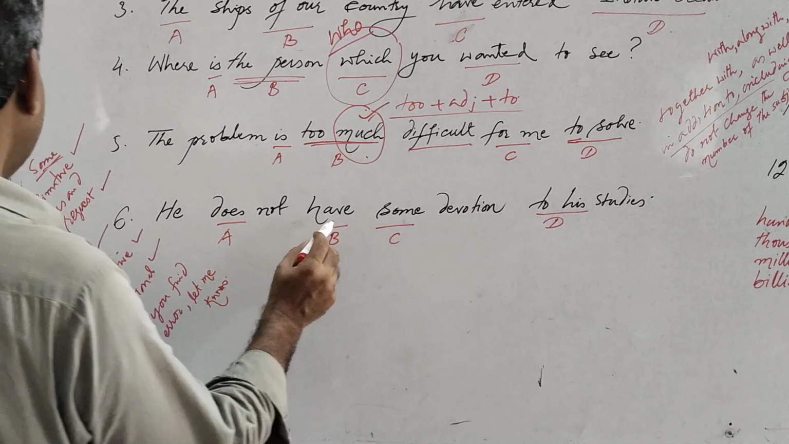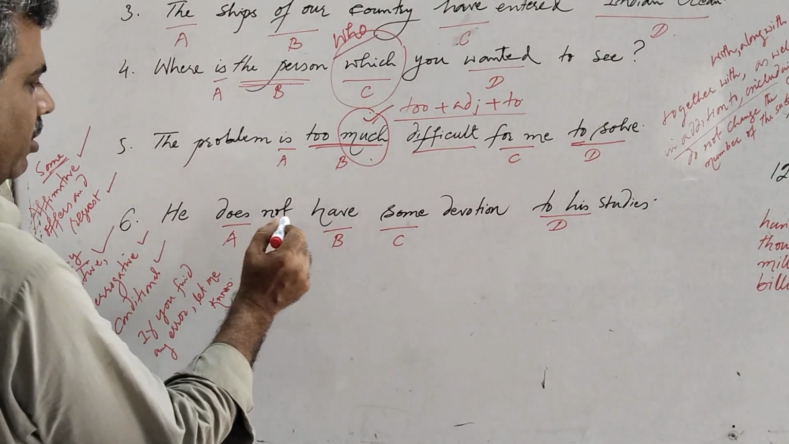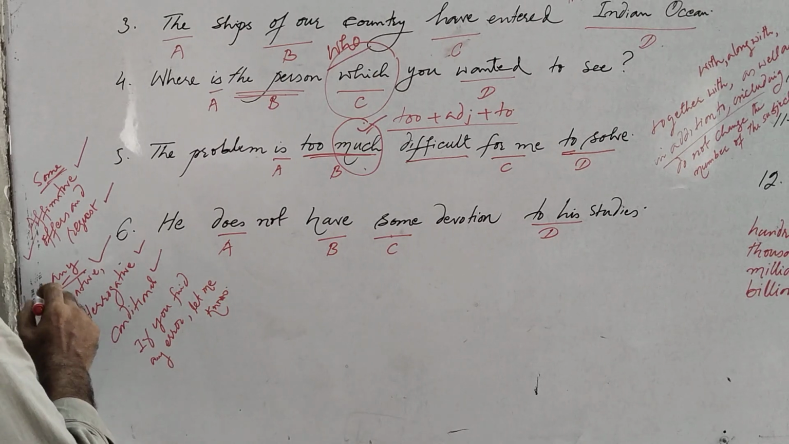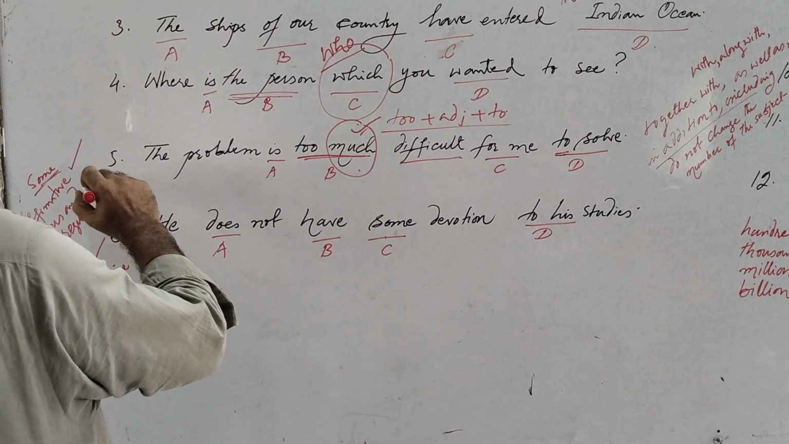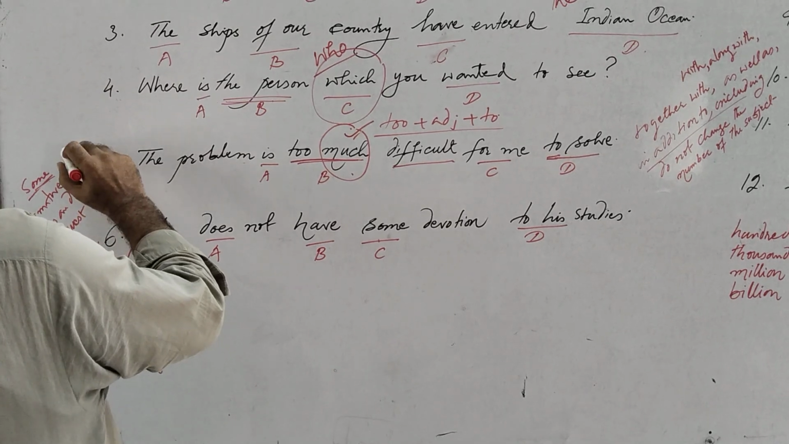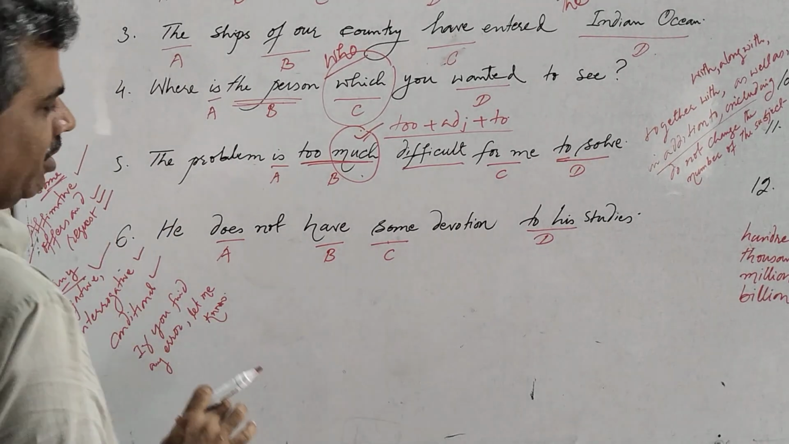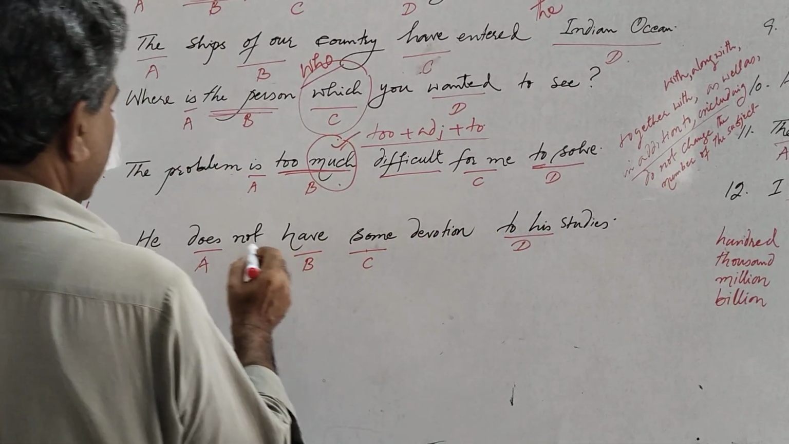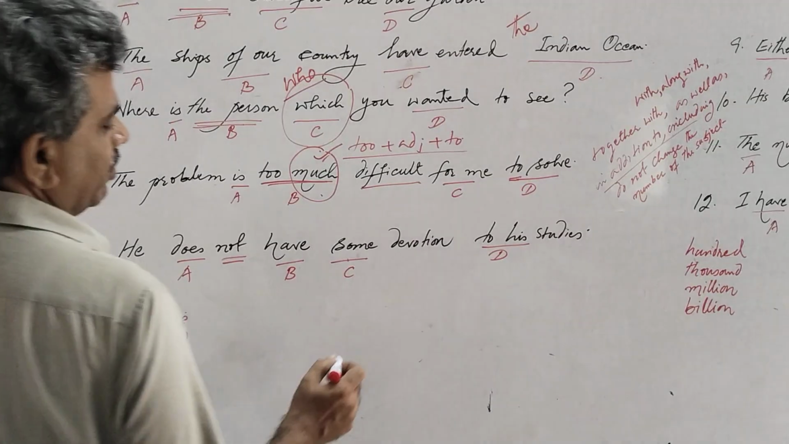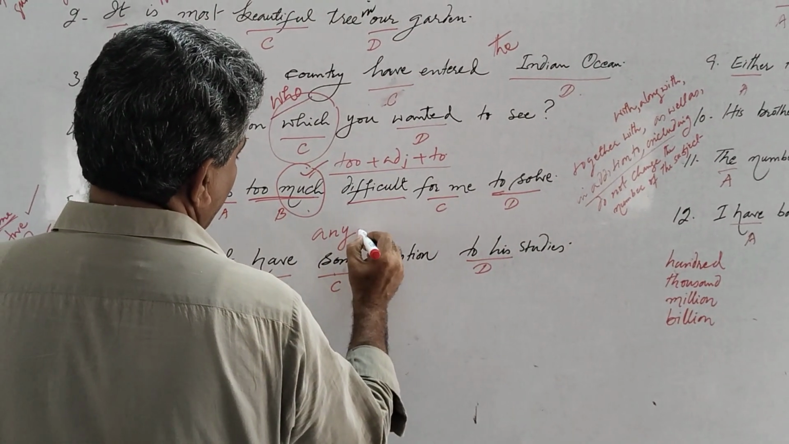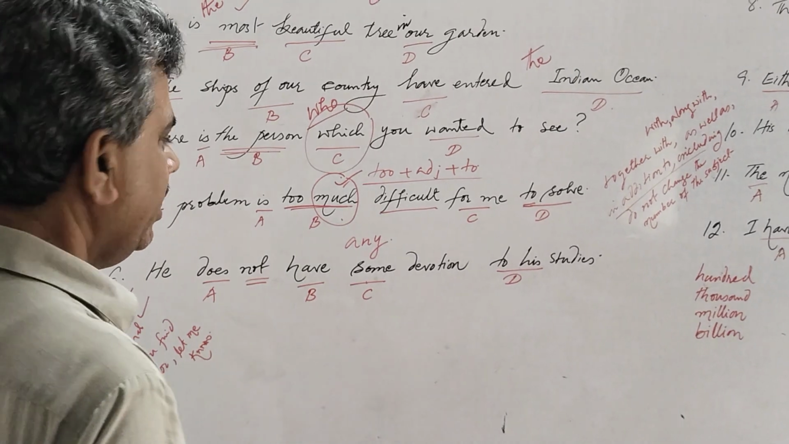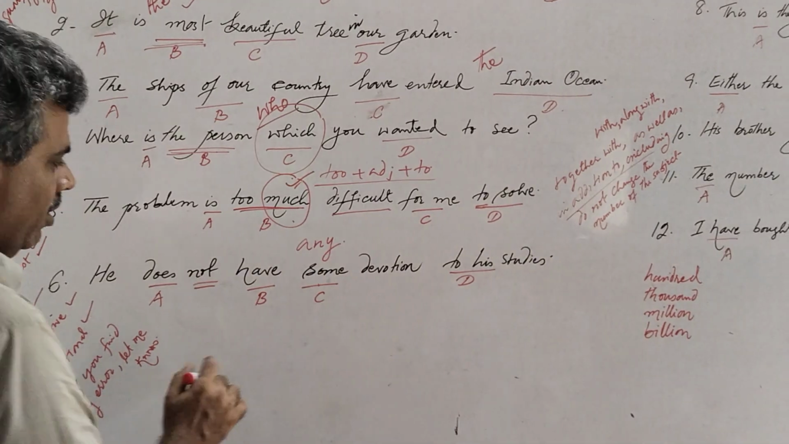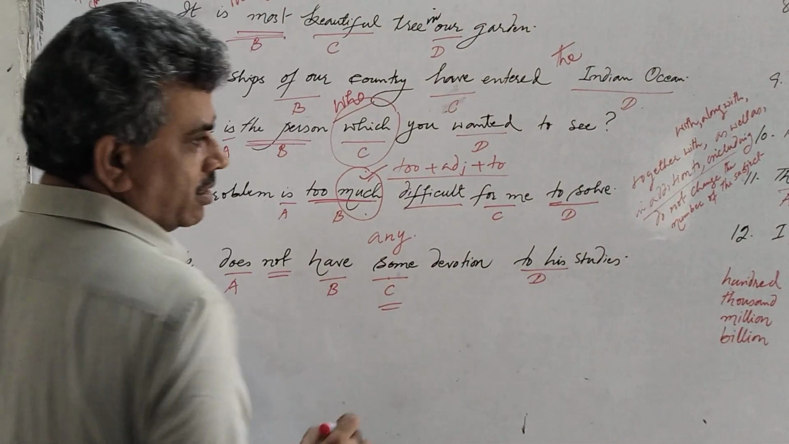So, in positive sentences or affirmative sentences, we have to write some, and in the interrogative and in the negative sentence, we have to put any. But we can write some in offers and in requests, whether they are in question form also. So, he does not have some devotion to his studies. This is a negative sentence, and we cannot put some here. We have to put any here. Then the sentence will be correct. He does not have any devotion to his studies. So the error is there at point C.